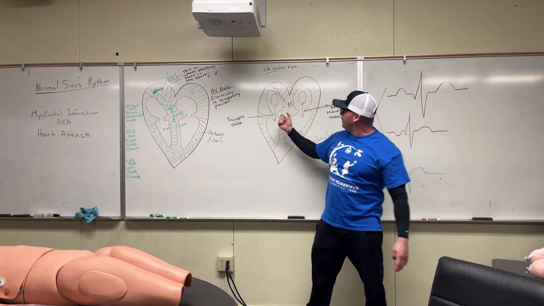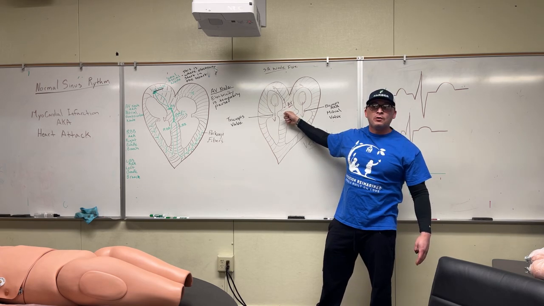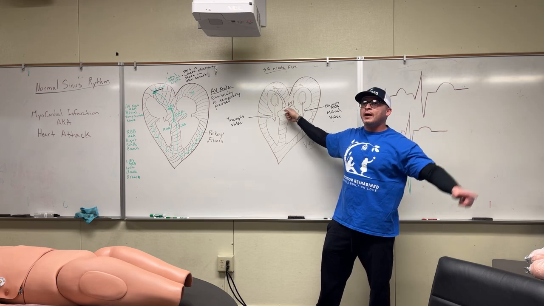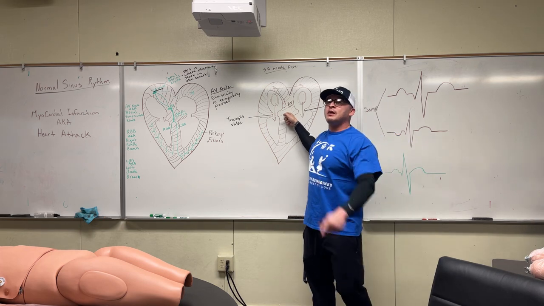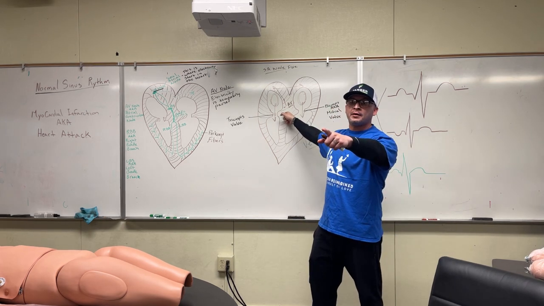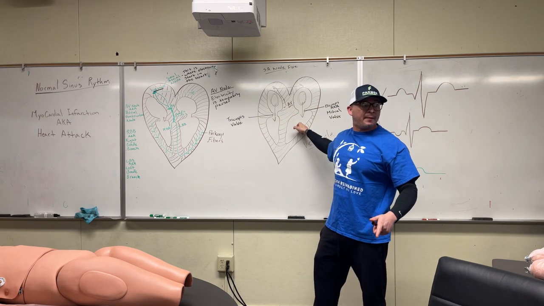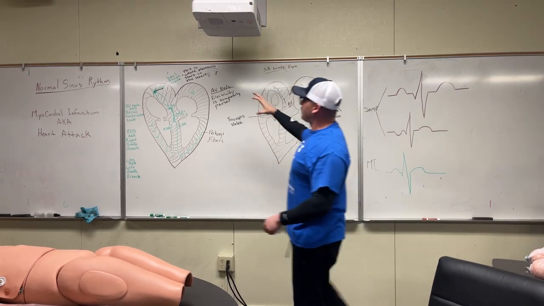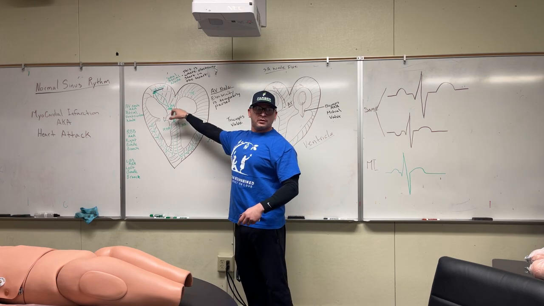It's gonna go down. And then one more time, somebody please tell me, what happens at the AV node? It holds the electricity. Why is that so important? So they don't all contract at once, right? Because we want the ventricles to receive that blood. Good, awesome.